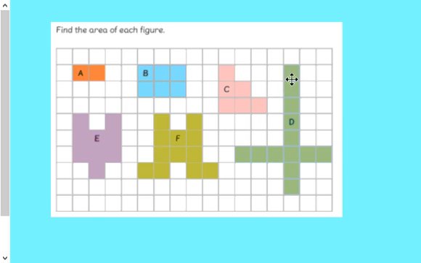This shape has 1, 2, 3, 4, 5, 6, 7, 8, 9, 10, 11, 12, 13 units as its area, 13 square units. E has 1, 2, 3, 4, 5, 6, 7, 8, 9. So the area, the surface area of this shape is 9 square units. And this one here, the final one, is 1, 2, 3, 4, 5, 6, 7, 8, 9, 10, 11, 12. 12 square units. Hopefully you managed to find the area there.